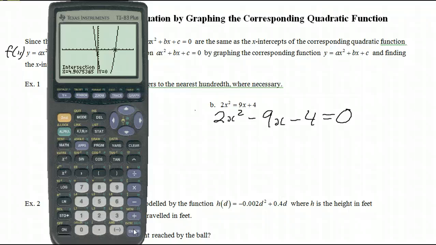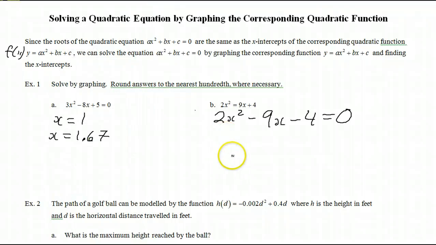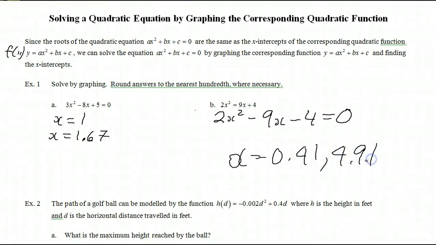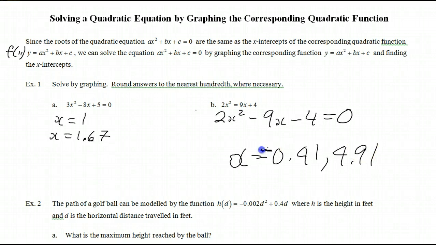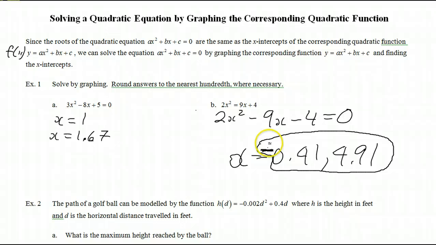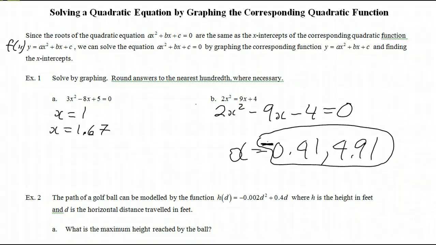So my numbers are negative 0.41 and 4.91. Let's go write that in. X equals negative 0.41 and 4.91. So that's our two solutions. Those are two x-intercepts found by graphing. Okay, let's take a look at example 2.